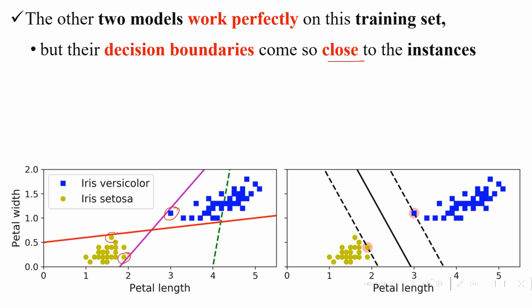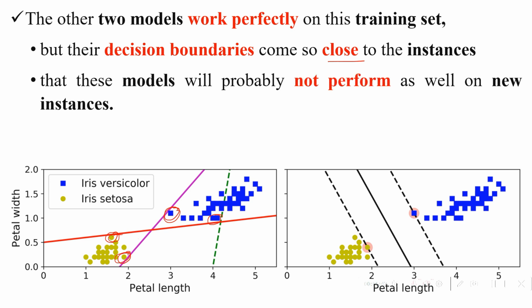Instances. Here the thick red line is very close to these yellow data points, and this blue color, and the purple color is very close to the yellow points and blue points. So this is one of the drawbacks of these two models. These models probably do not perform well on new instances. Whenever a new instance is given, it may not be classified perfectly.